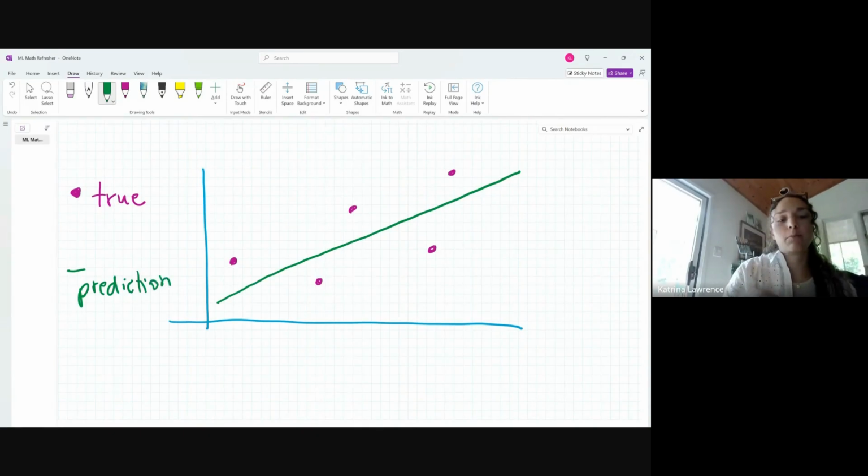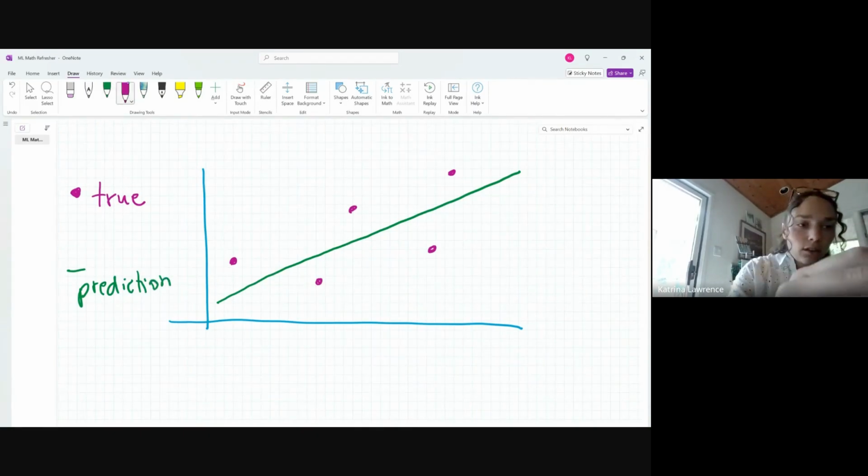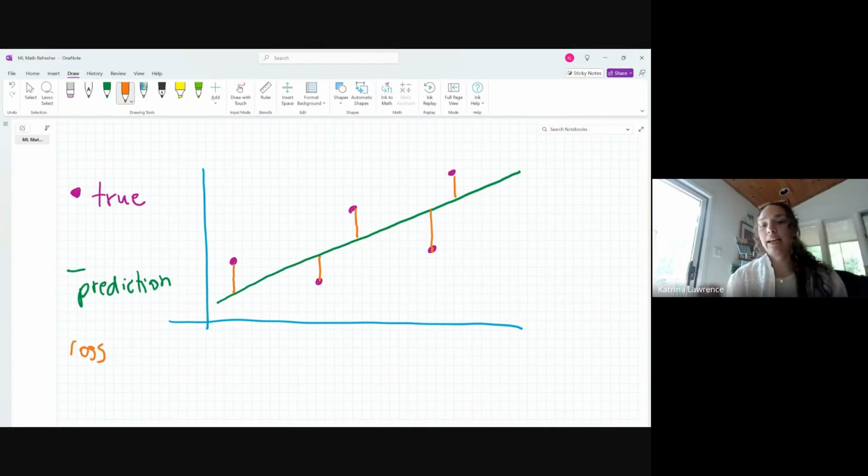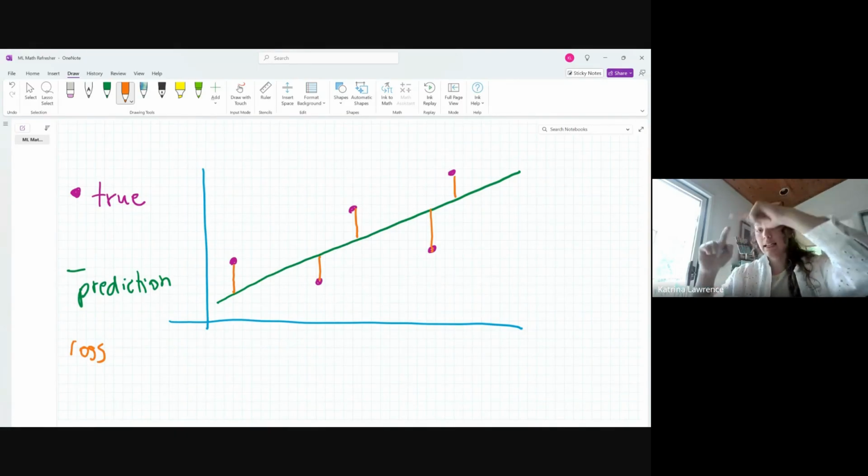So this is a very simplified example. If we're looking at the loss, let's do loss in orange, for example. This is the distance between your point and what's predicted. And then in orange, this is our loss. There's different ways to calculate loss, and I'll show you those in a moment in our slides, but I just want you to understand on a very simple level, it's the difference between our true value and the model's predicted value, and then we calculate that distance as we go on.